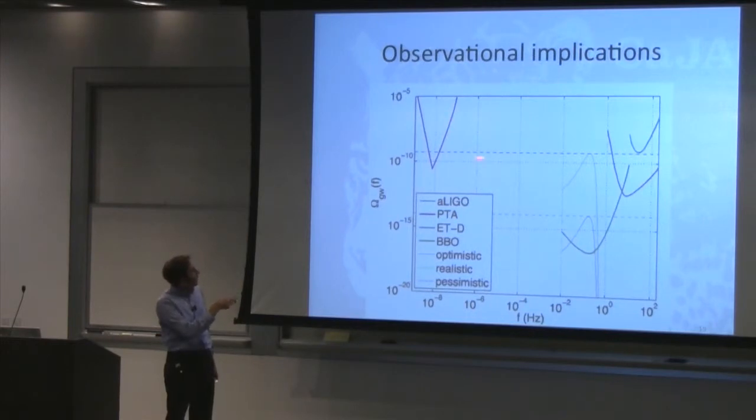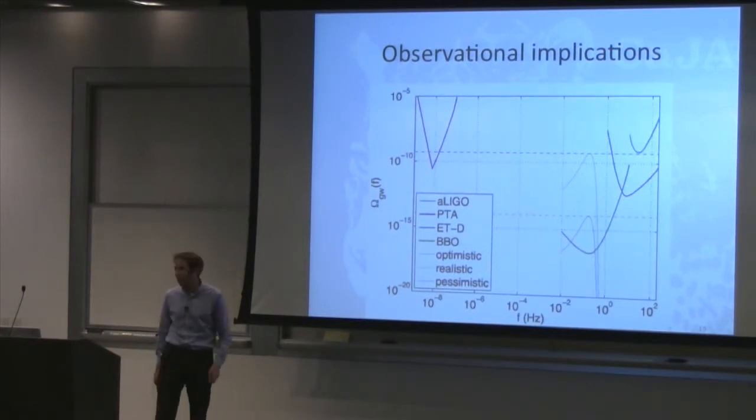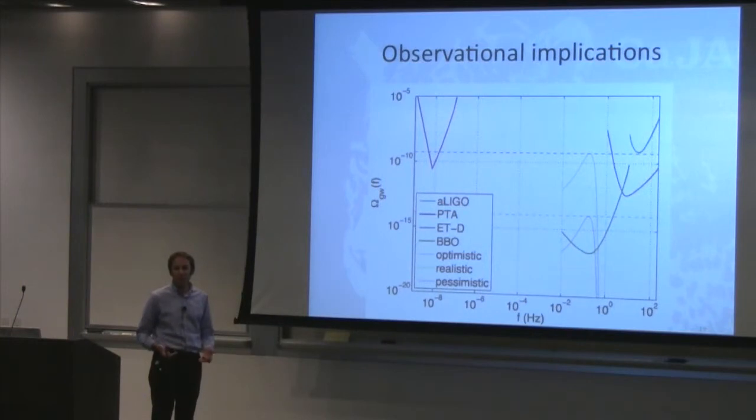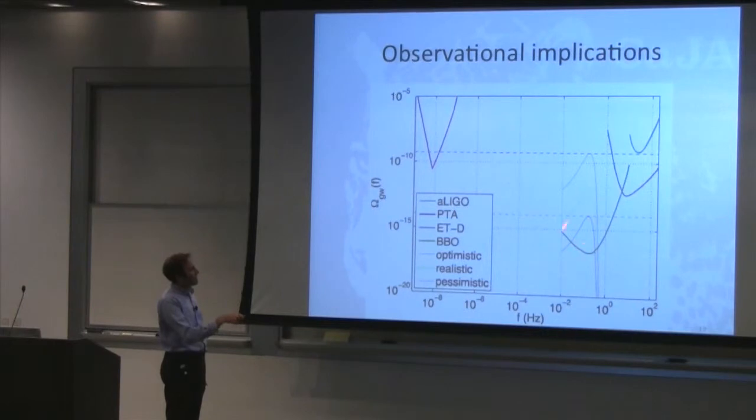And pulsar timing gets below the optimistic level, but not yet to the realistic. Einstein telescope cuts into the realistic, but not the pessimistic, and you need the Big Bang observer to get a strong signal from all of these. And in each case, you need the frequency of the cosmological background to be such that it shows up in your detector band anyway. So even if the amplitude was optimistic, if it showed up at 100 hertz, you might miss it in something like Big Bang.